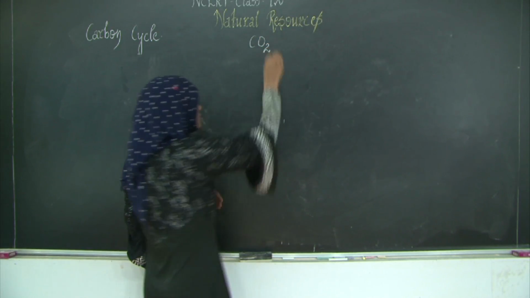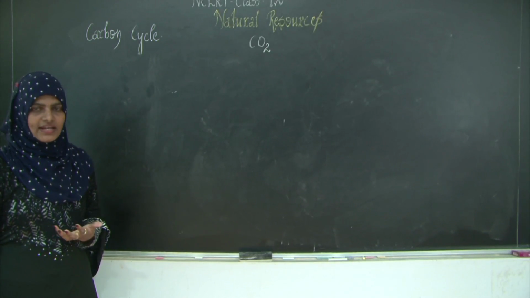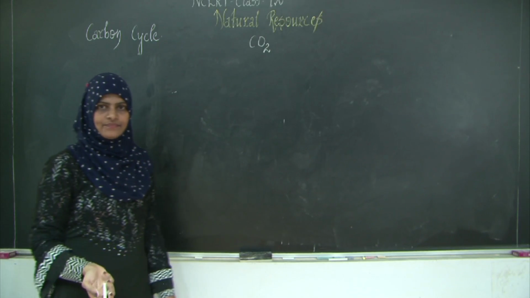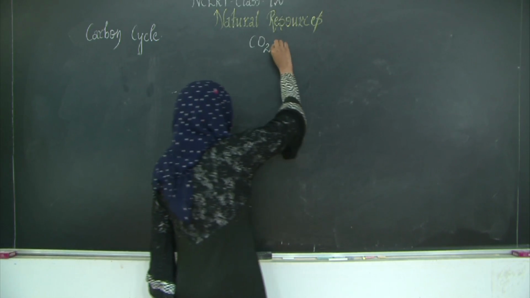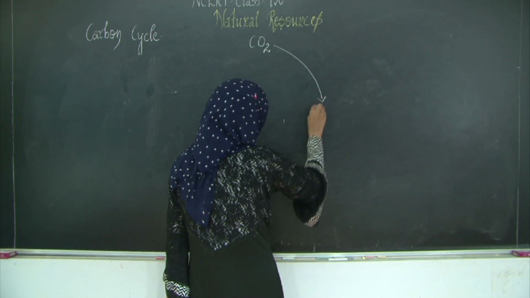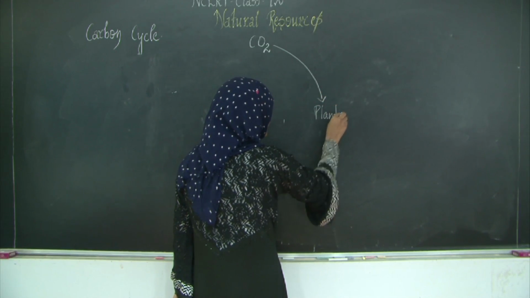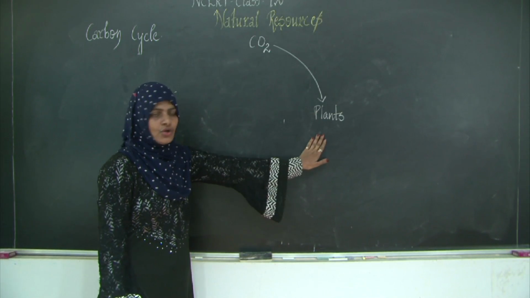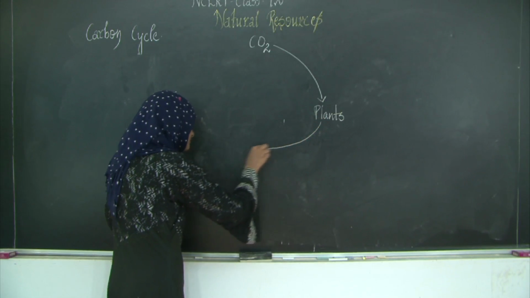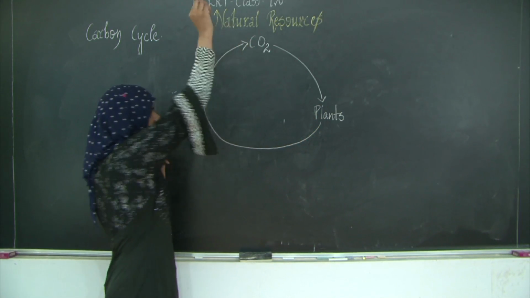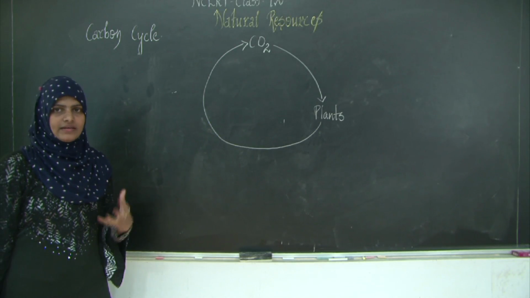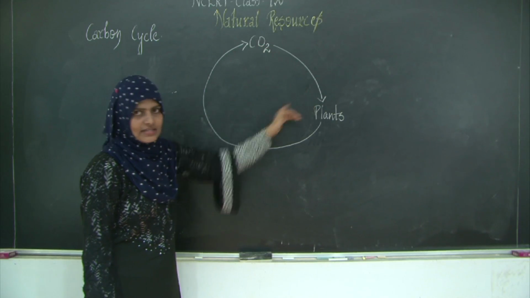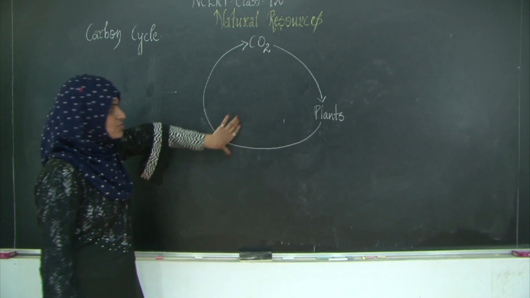Now carbon is present in the form of CO2 in the atmosphere, right? It is present in the form of carbon dioxide. Now who takes this carbon dioxide? It is taken up by the plants for the process of photosynthesis, right? This is during the daytime. During the night time, the plant gives out the carbon dioxide, right? Because at night time they respire. So this is one cycle, the first cycle, in which the plant takes in and gives out. This is during the morning time and this is during the night time.